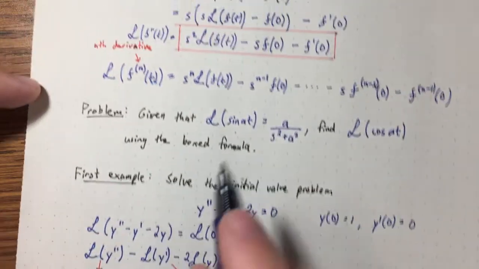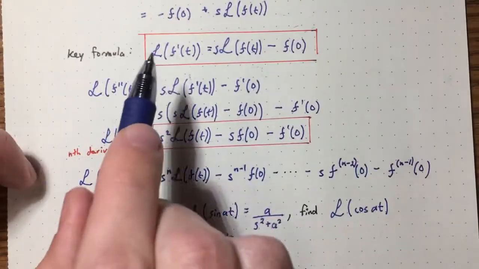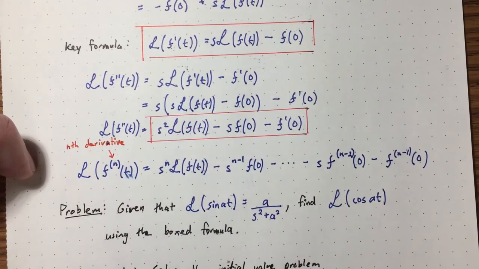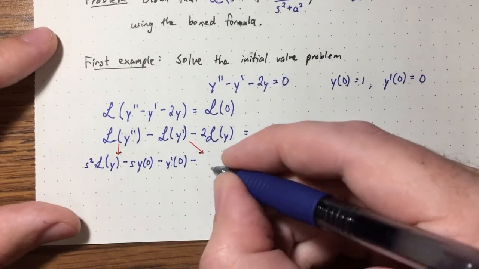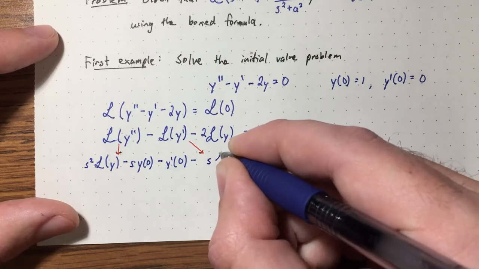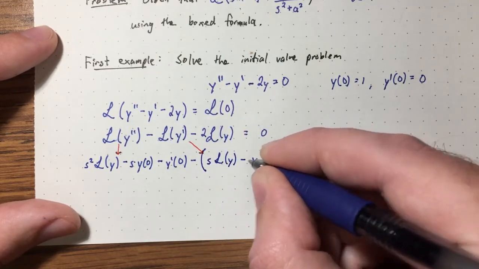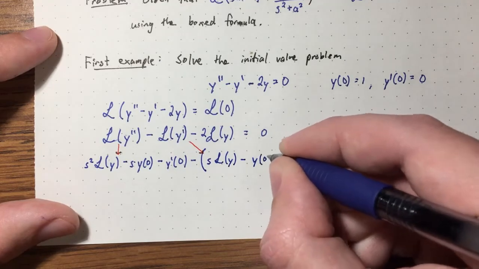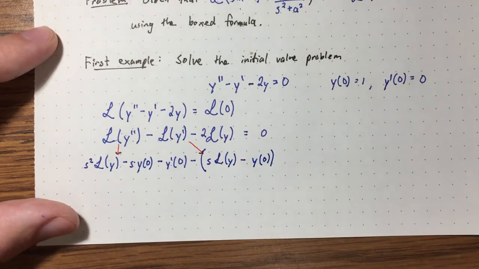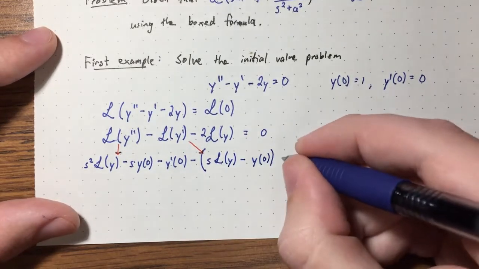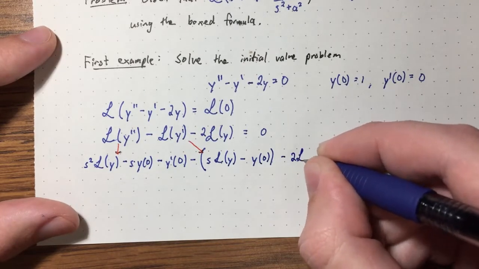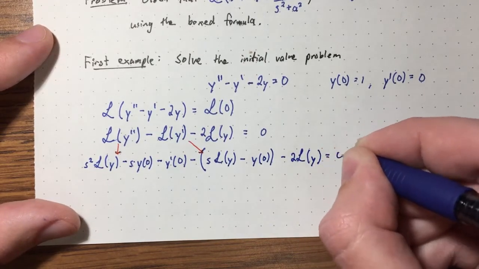So that's that part. And then this part here, so we get minus L of y prime. We're going to use this formula here: s times L of y minus y of 0. I need to put it in parentheses. You have to be careful with all the minus signs. Okay? And then finally minus 2 times L of y. And that's going to equal 0.